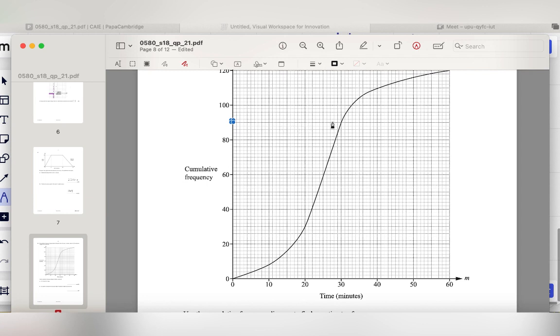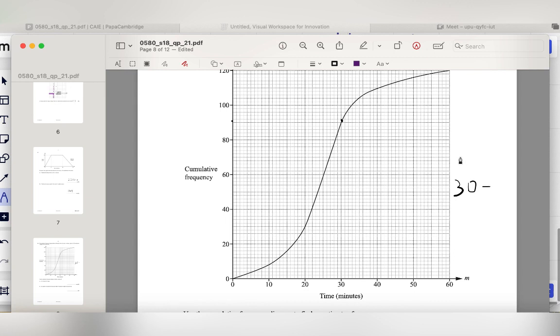So you trace it, where it touches the curve, this point, and then trace it down, you get 30 minutes. So we write down 30 minutes for our Q3, then we say minus, let's trace for our Q1.